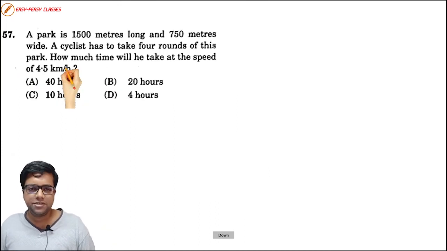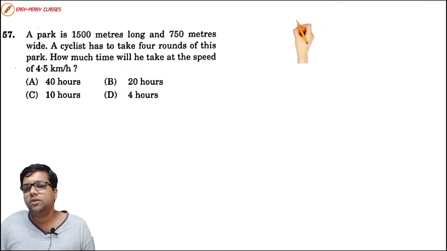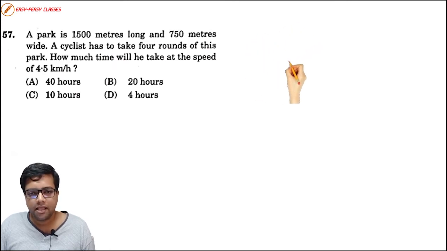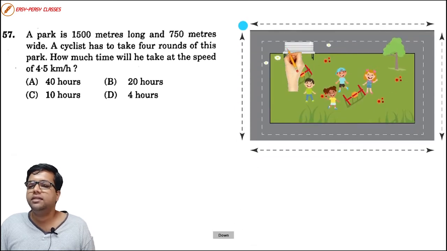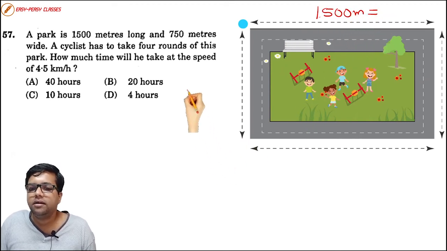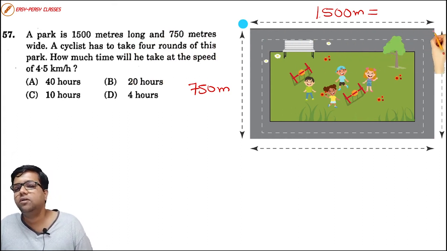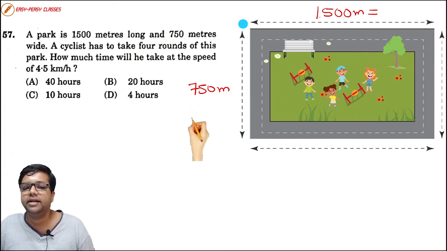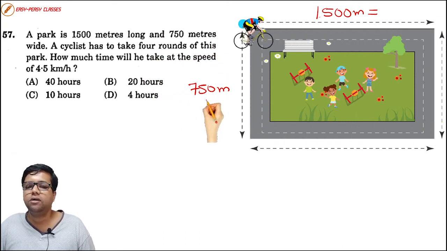Moving forward to the next question. Question number 57. A park is 1500 meters long and 750 meters wide. A cyclist has to make 4 rounds of this park. The length of the park is 1500 meters and the width of the park is 750 meters. He has to take 4 rounds of this park.